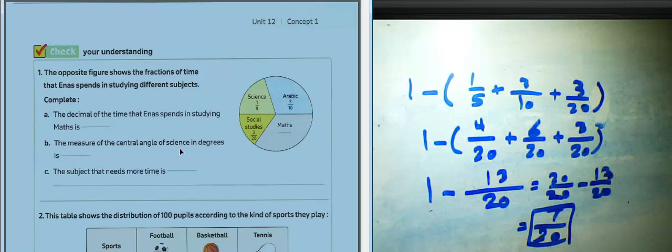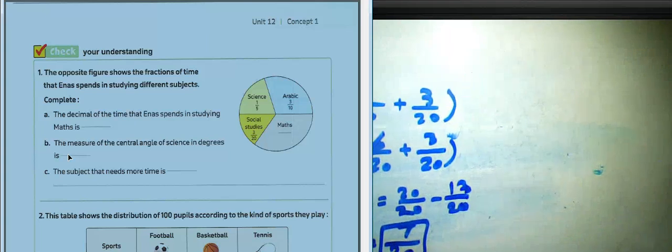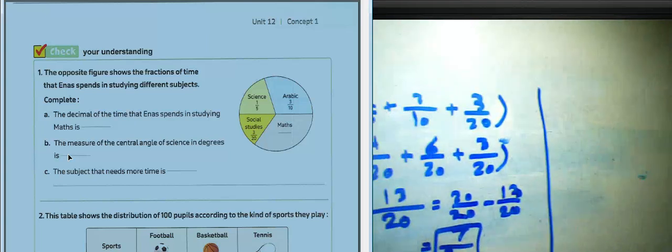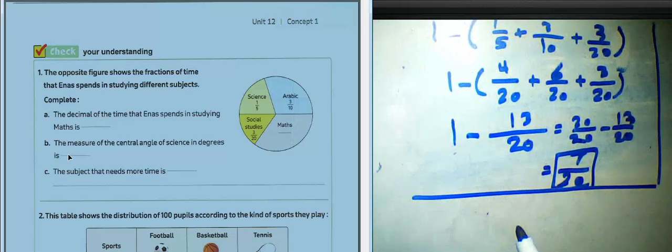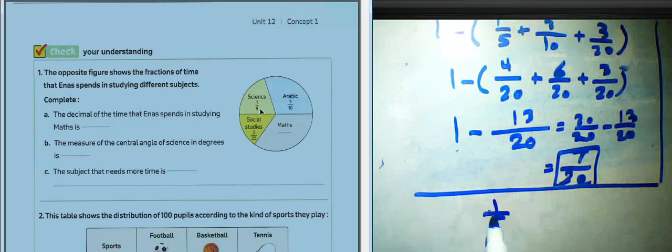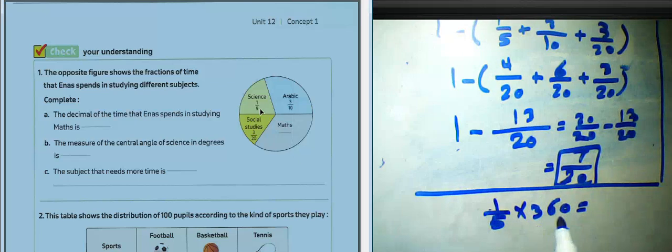Letter B, the measure of the central angle of the science sector in degrees equals space. He asked about degrees, so multiply by 360. Okay, my students, about science. Science here is 1 over 5. So we must write 1 over 5 multiplied by 360. We can simplify it. 36 divided by 5 equals 7 and the remainder 1. 10 divided by 5 equals 2. So the result will be 72 degrees. We must write here in the space 72 degrees.